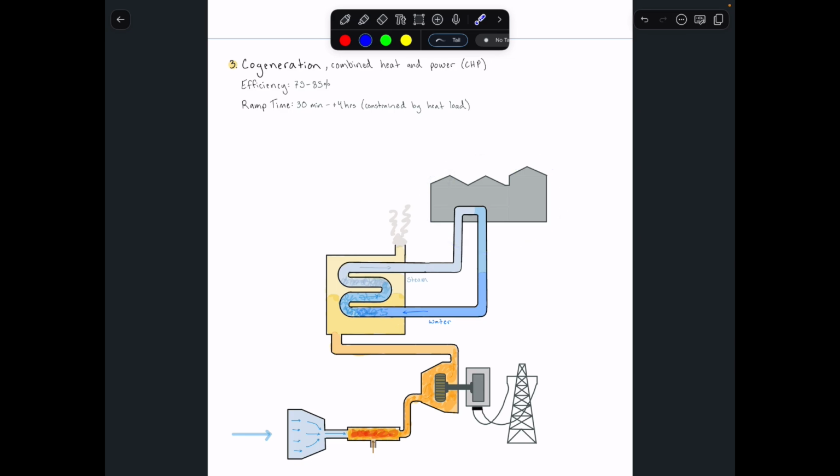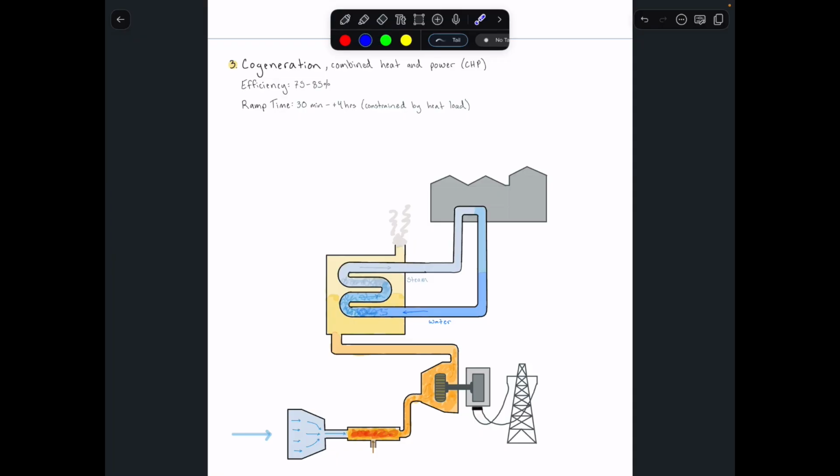So just because you want to produce more energy or more electricity here, you don't necessarily want to ramp up your cogeneration plant and then cook the buildings. So typically the heat load is what determines how much natural gas is being used in the system rather than the amount of electricity that they are desiring to generate.